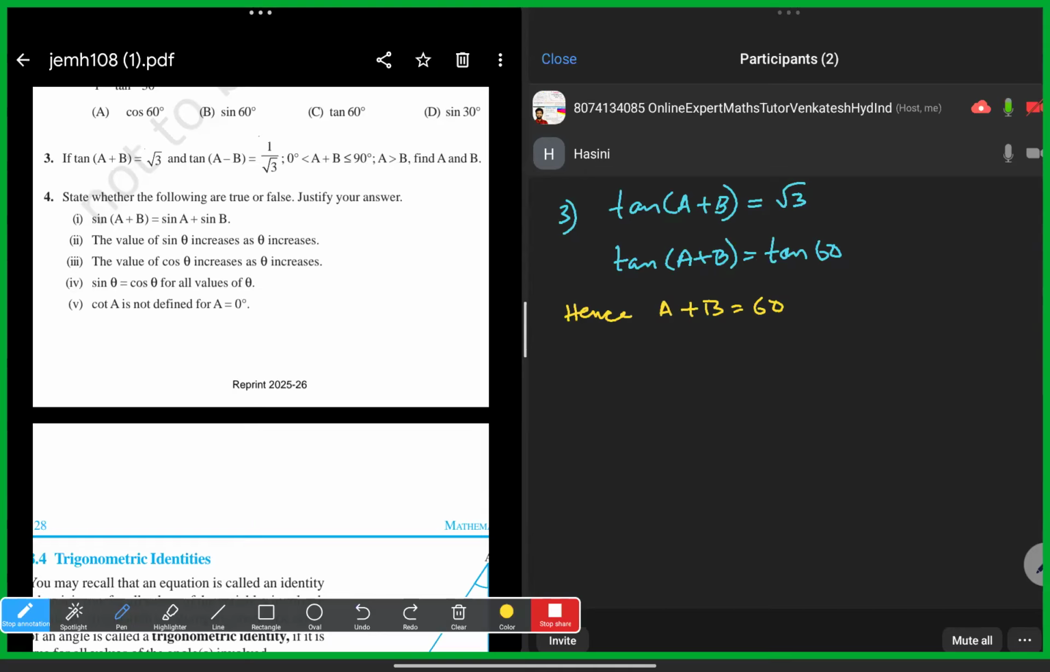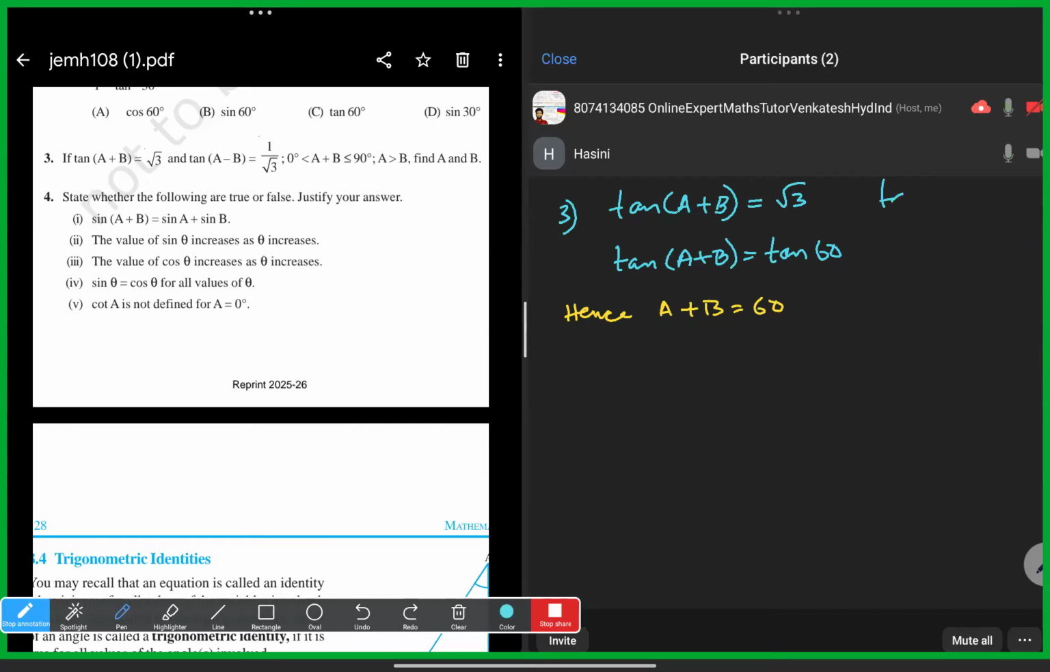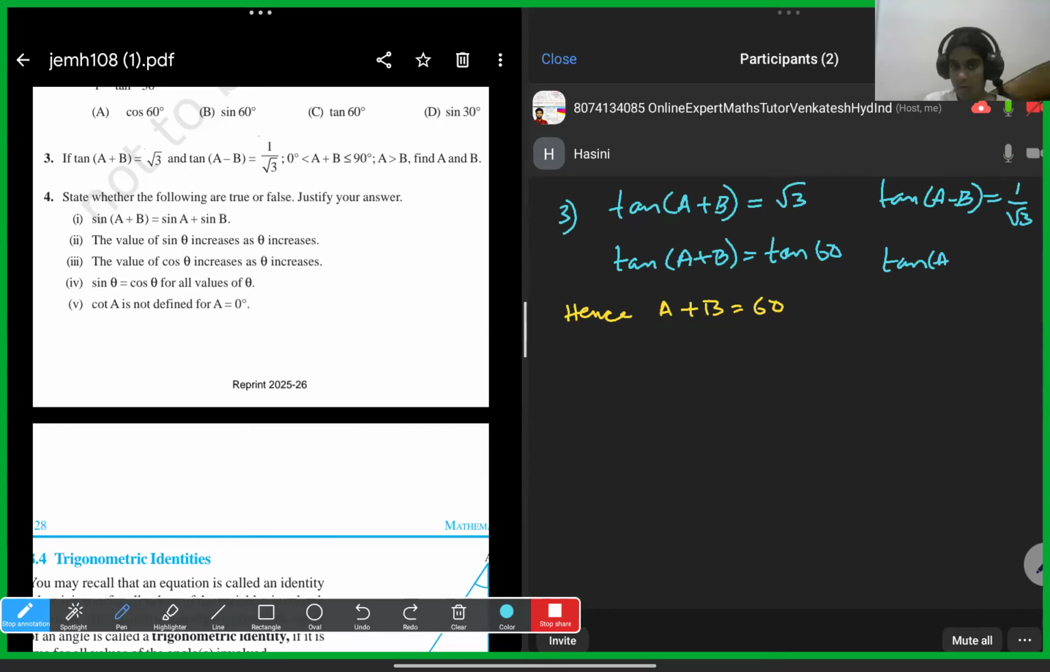So now from this we got a plus b value as 60, Hasni, and they gave one more equation. Tan a minus b, Hasni, is given as 1 by root 3. Correct, Hasni? Yes, sir. So tan a minus b is equal to 1 by root 3 is how much, Hasni? Tan 30. Okay.